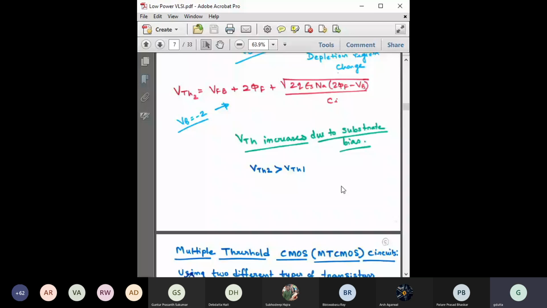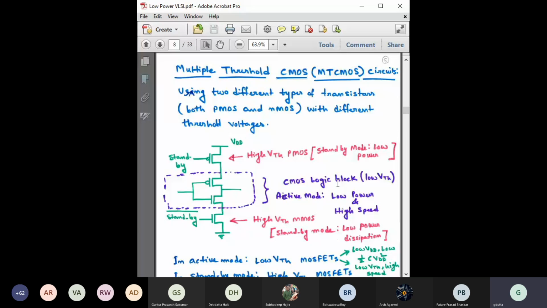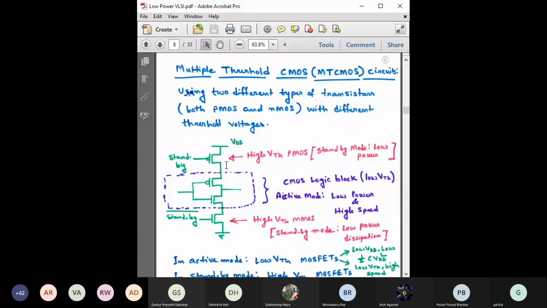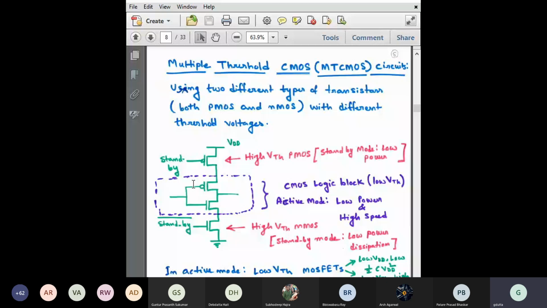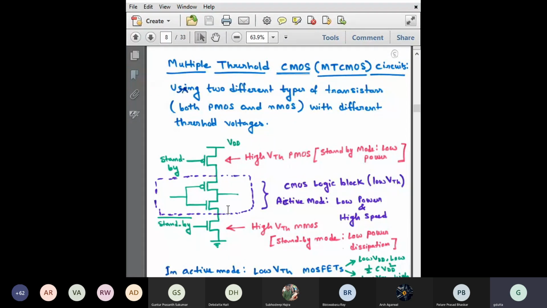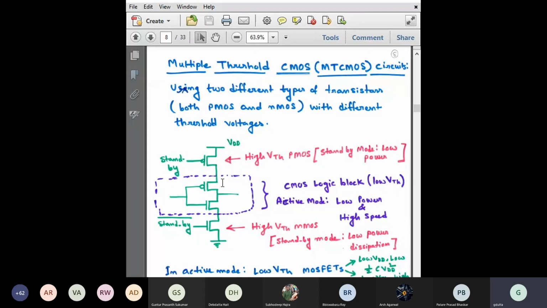Now, another technique is to use multiple threshold voltage CMOS, right? In this technique, you insert two different types of MOSFETs. The inner one is what you use for your logic, for constructing the logic. For example, you can see here this is an inverter, but it cannot be only an inverter. You can make it, say, a NAND gate, so accordingly you can put the NAND block here. But for these transistors, the threshold voltage should be extremely low.